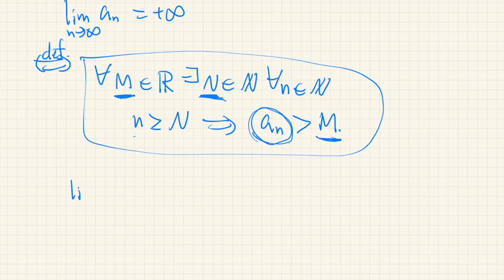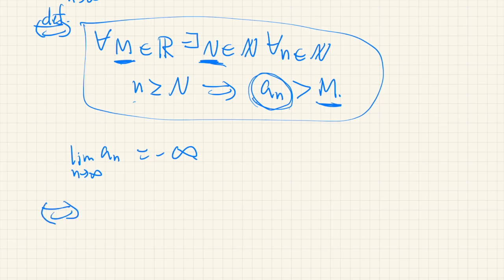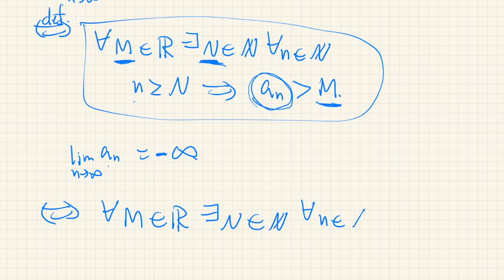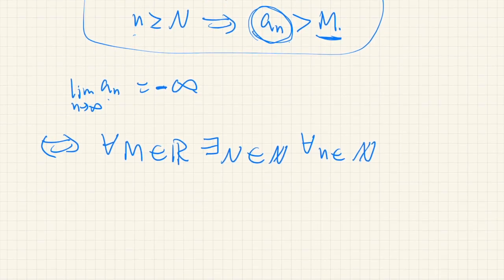And the divergence to negative infinity is similar, but we just swap the inequality. This means a_n diverges to negative infinity. That means for any real number m, there exists some natural number uppercase N, such that for all natural numbers lowercase n, if lowercase n is greater than uppercase N, then a_n is less than m.